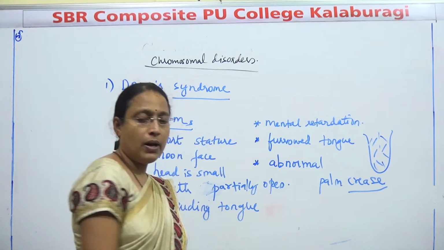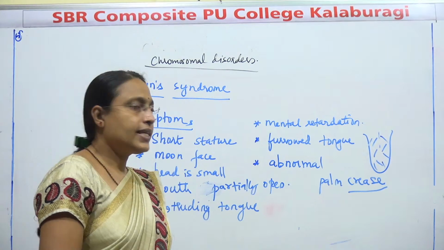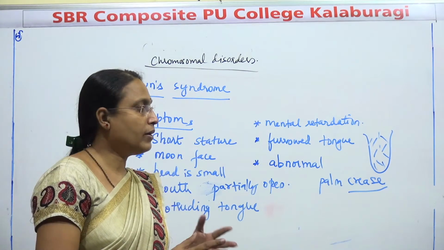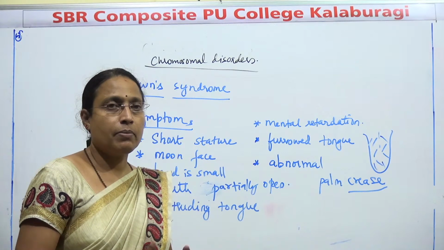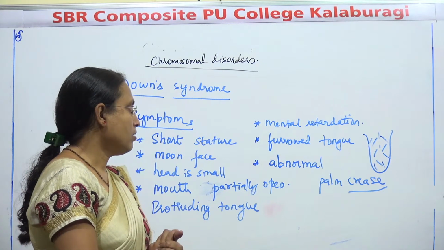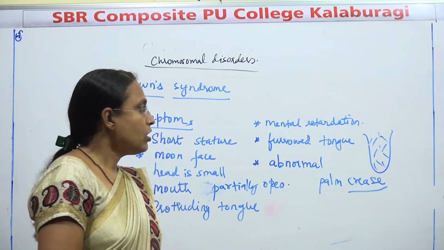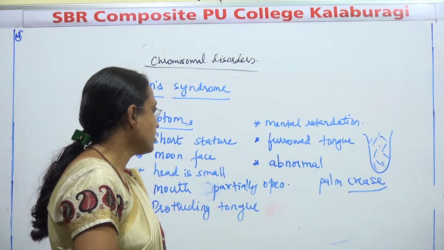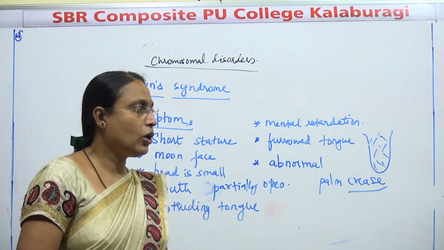So abnormal palm crease. So physical defect, movement defect, understanding, mental ability, all those psychomotor functionalities will be affected. So this was about the syndrome identified by Langdon Down.